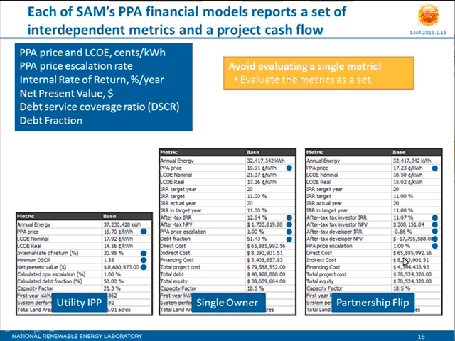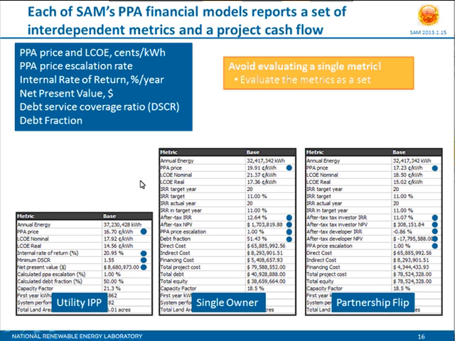All right, so let's spend a little time talking about these metrics. Each model reports a different set of metrics. I'm showing you the metrics table from 3 of the models: utility IPP, the single owner model, and then one of the partnership flip models.